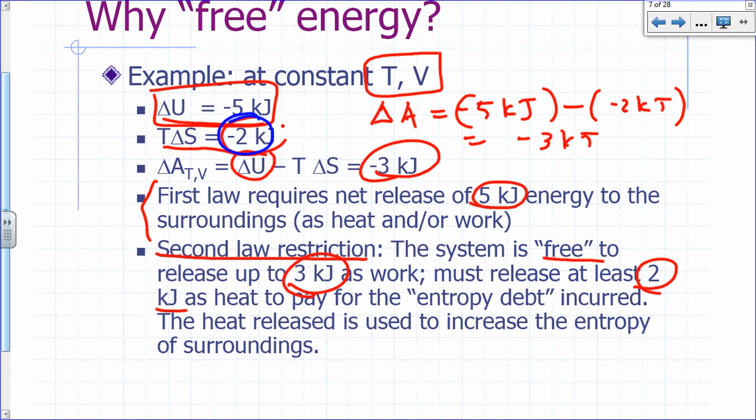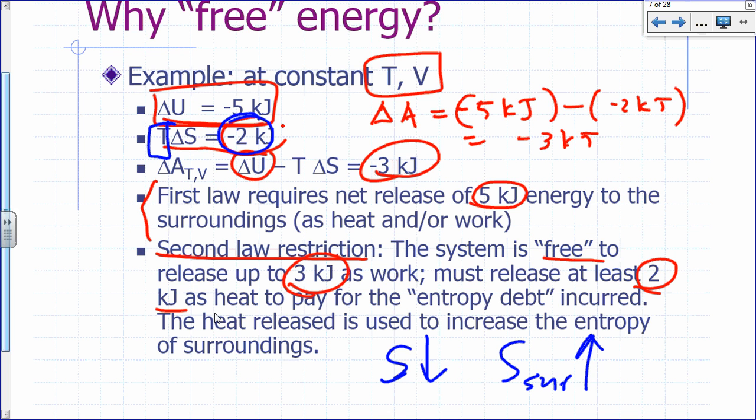It's negative, right? T delta S is negative. T is always positive, right? So the entropy of your system went down. T delta S is negative 2. To compensate for that, you have to release heat to the surroundings. We say that because the process resulted in the entropy of the system going down, the entropy of your surroundings has to go up.